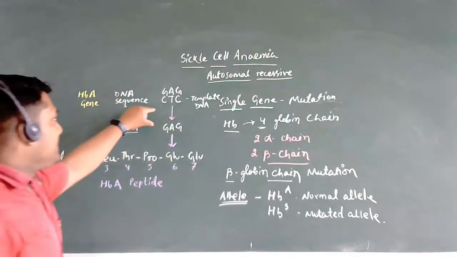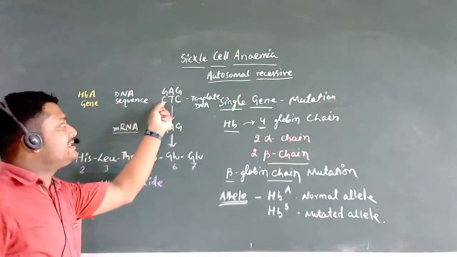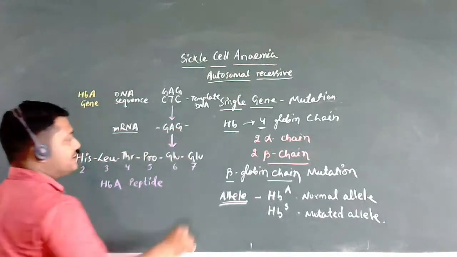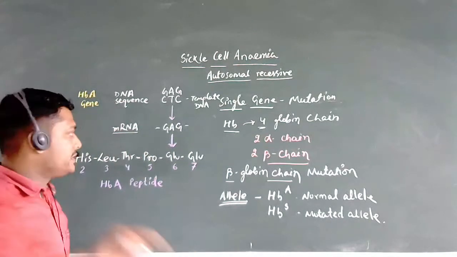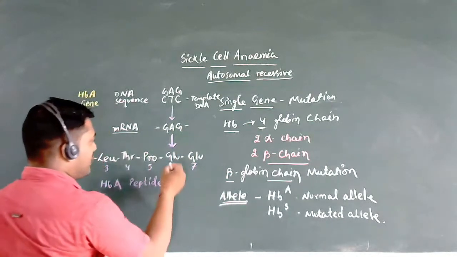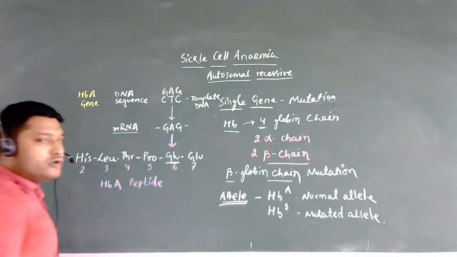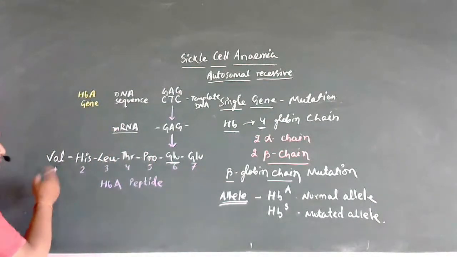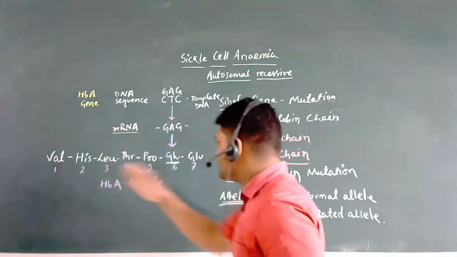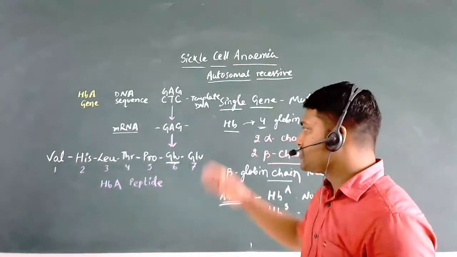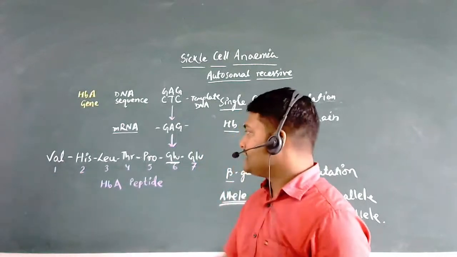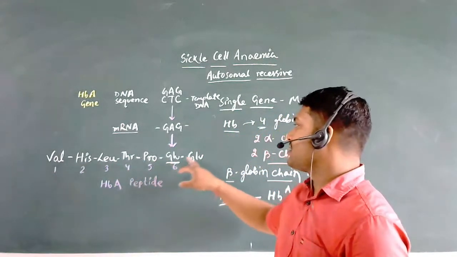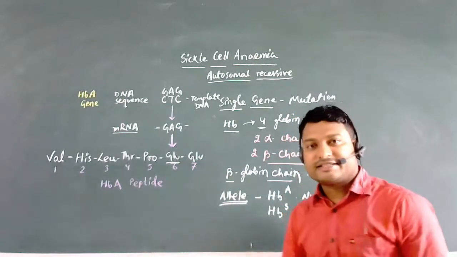So this particular DNA sequence here, CTC, is going to give rise to the mRNA sequence containing GAG, which is basically the codon, right? So they'll act as a codon, and what do they code for? Here they code for glutamic acid. Now here we are going to have a total of, let's say, 7 amino acids which have been shown here: valine, number 1, histidine, leucine, threonine, proline, glutamic acid, and the glutamic acid again.